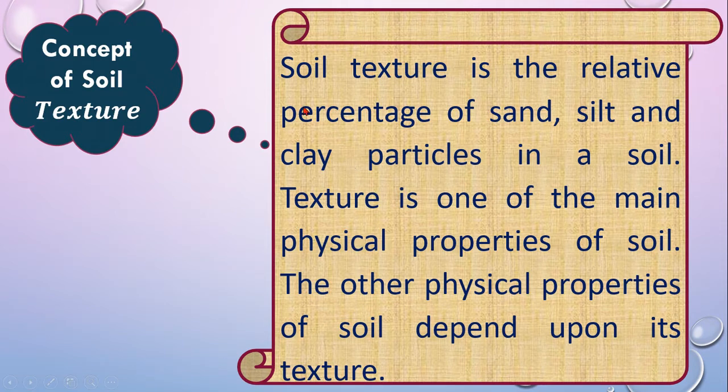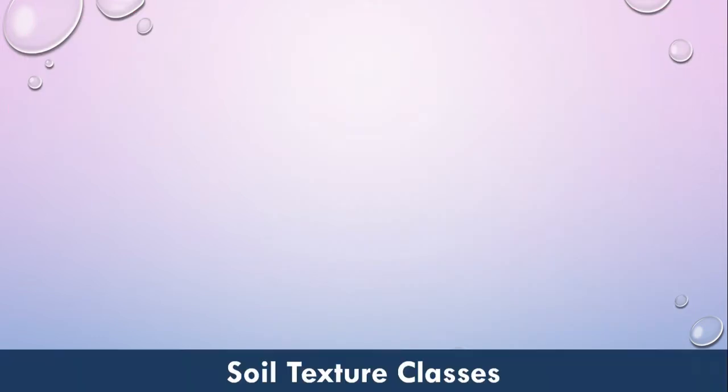Basically, if I give you the definition, soil texture is the relative percentage of sand, silt and clay particles in a soil. That means when sand, silt and clay are present in a relative proportion in a soil, that is called soil texture. Texture is one of the main physical properties of the soil, so the other physical properties of soil depend upon its texture. Before we cultivate any crop in the soil, we should know the soil texture.